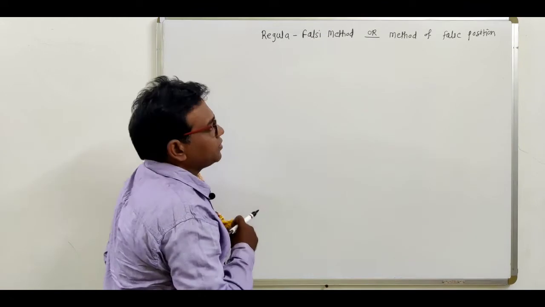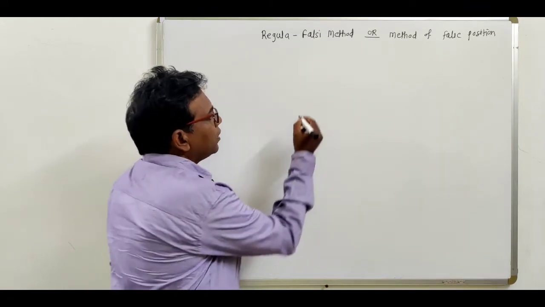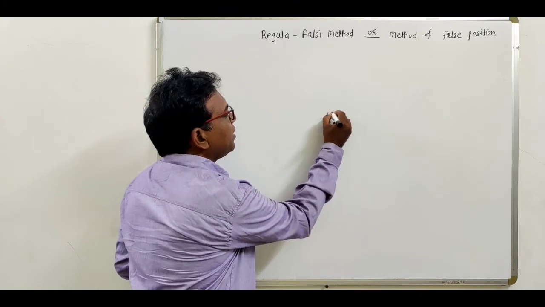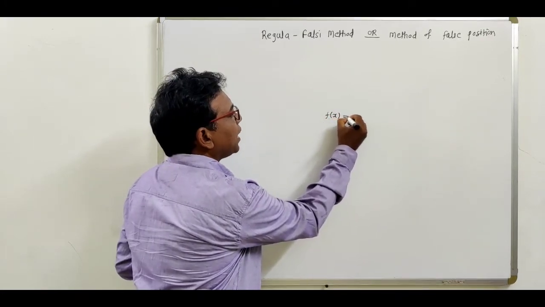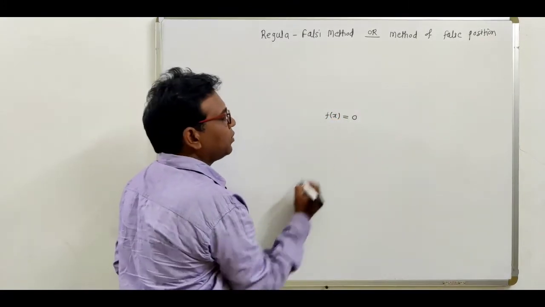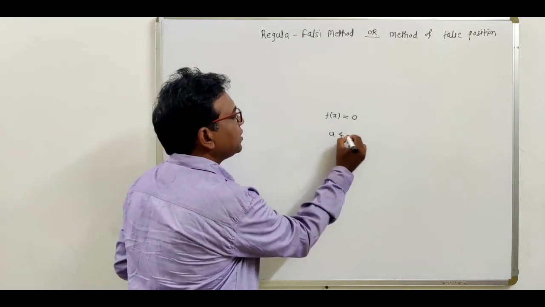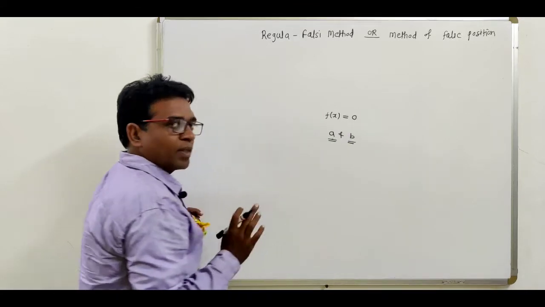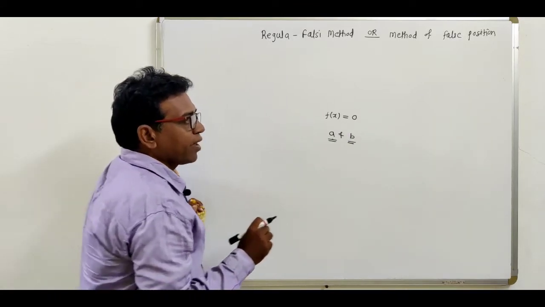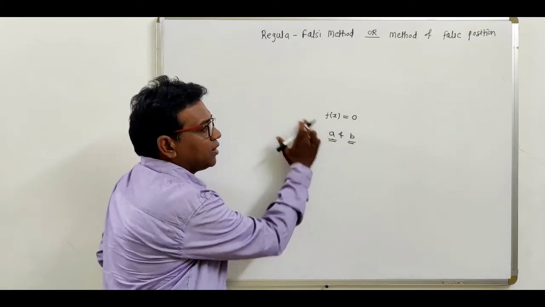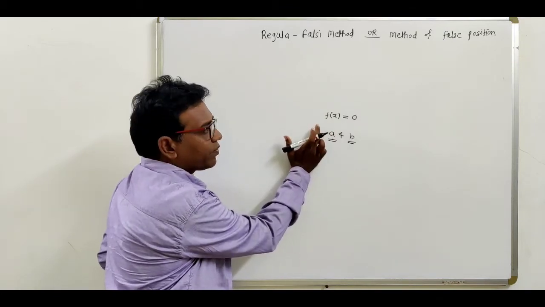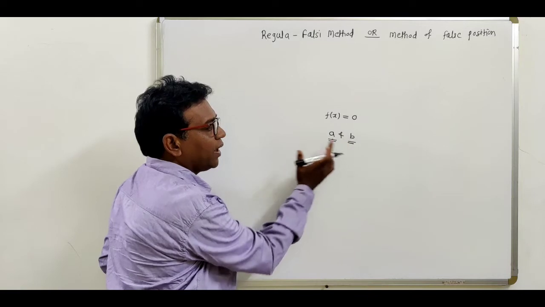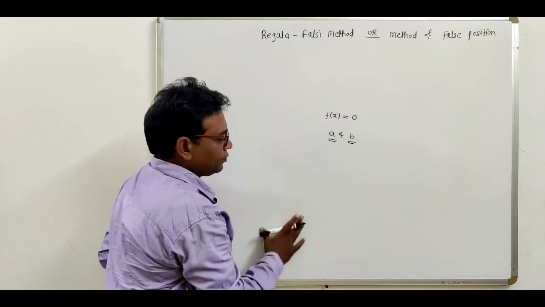Now see what is the question. We want to find out the real root of the equation f(x) = 0 in between these 2 points a and b. See what is the question? Find out the real root of the equation f(x) = 0 in between these 2 points a and b.